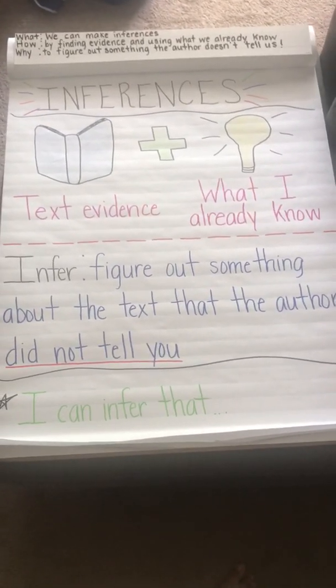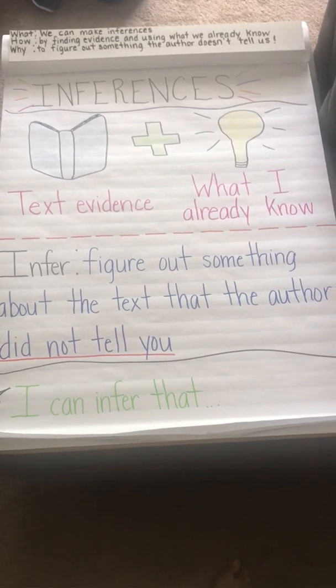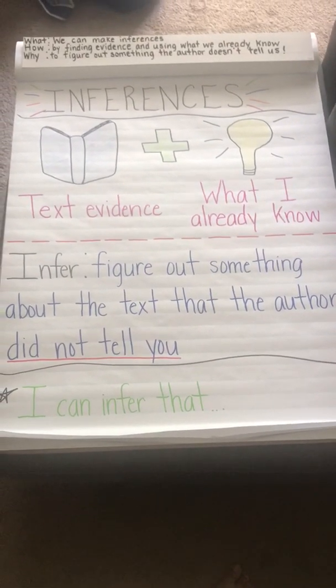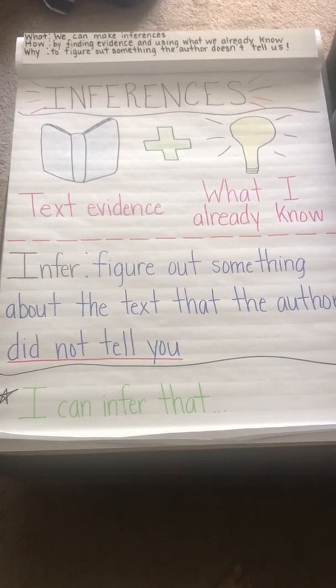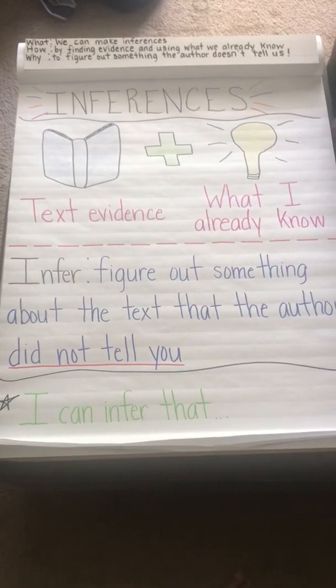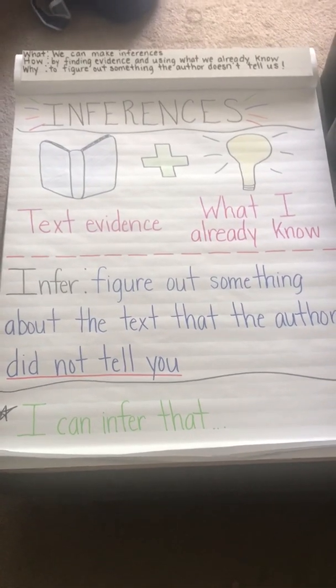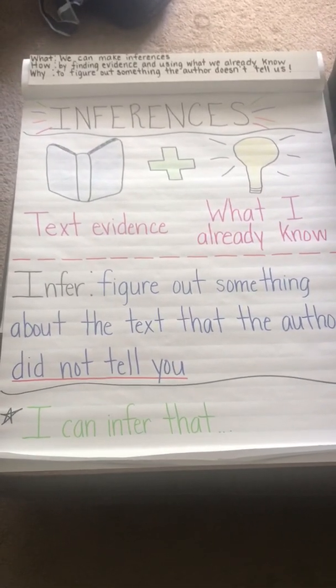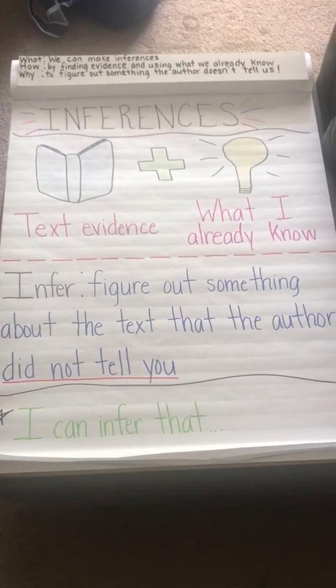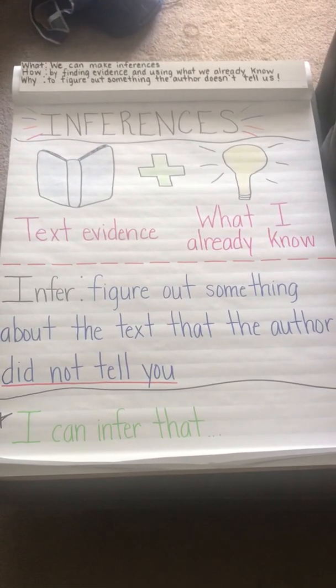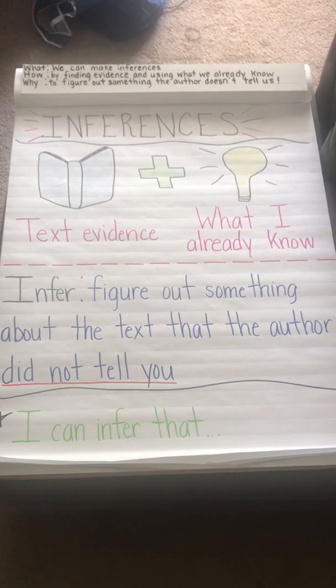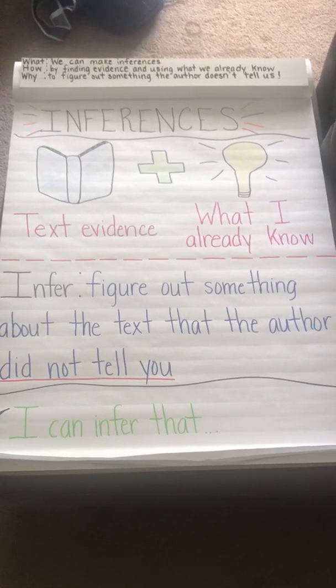Well, an inference is when we take text evidence and what we already know and we put those two things together to figure something out in the book that the author isn't really telling us. It's kind of like a surprise. He leaves clues for us. So, our goal today is we can make inferences by finding evidence and using what we already know to figure out something the author doesn't tell us.